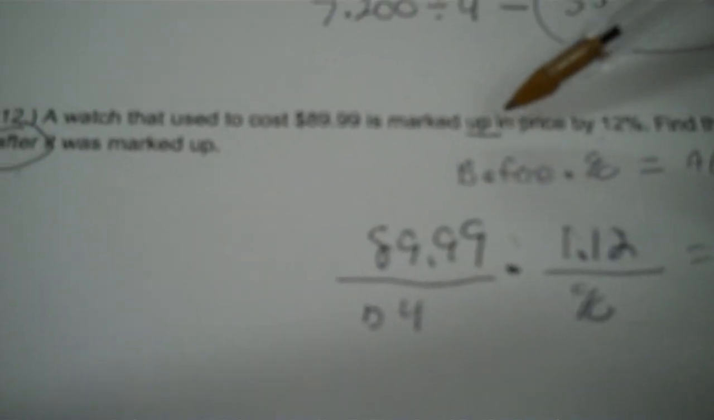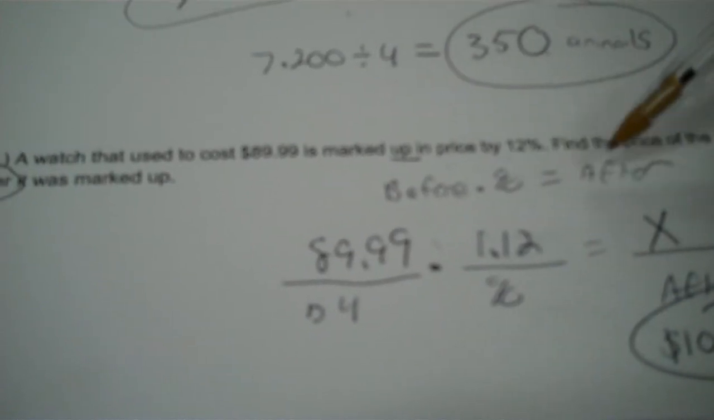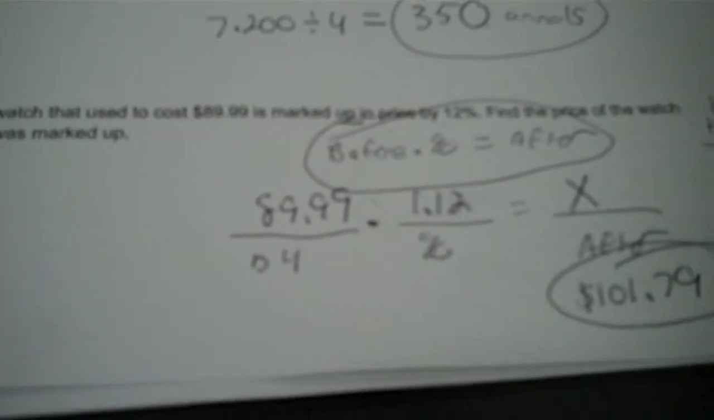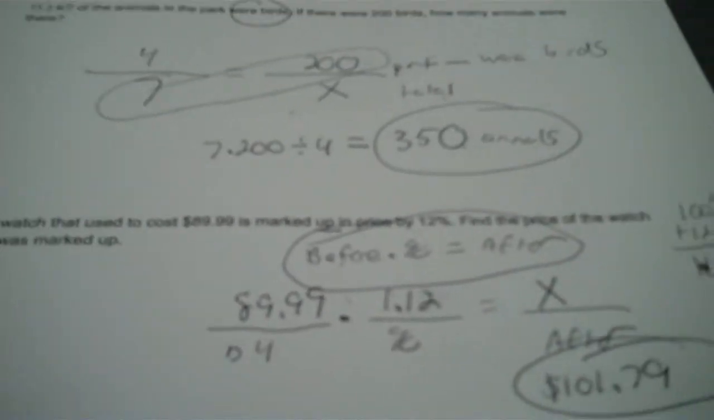So again, those part problems are proportions, part over total, percent, 100. Part over total. Fraction, you just use the fraction. But when I have up or increase and decrease, we're going to use before times percent equals after. It's a real easy equation to remember. Before times percent equals after. Okay, and then the final problem.